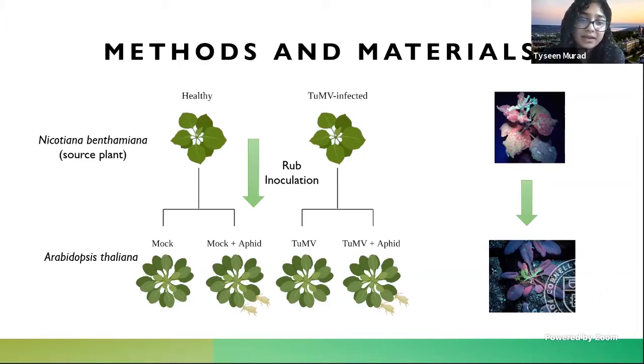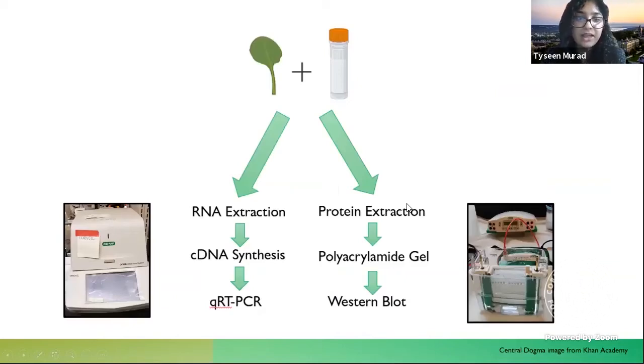And so after about 9 days post-inoculation, which is when the TuMV starts to show symptoms of infection, we caged on about 20 aphids onto these leaves, and we let them feed for about 48 hours. On the picture on the right-hand side, you can see on the top is TuMV-infected Nicotiana, and on the bottom is TuMV-infected Arabidopsis under UV light post-rub-inoculation. So after 48 hours of aphid feeding, we removed the aphids and collected tissue.